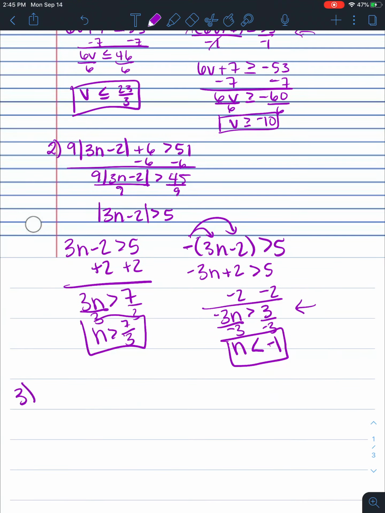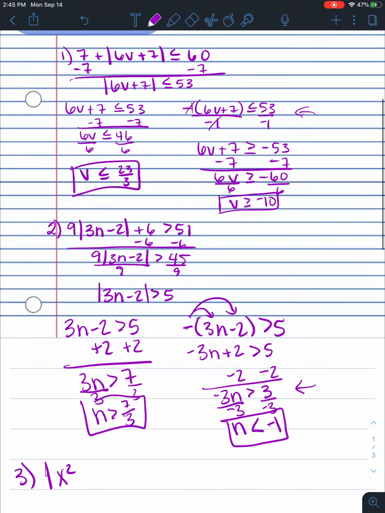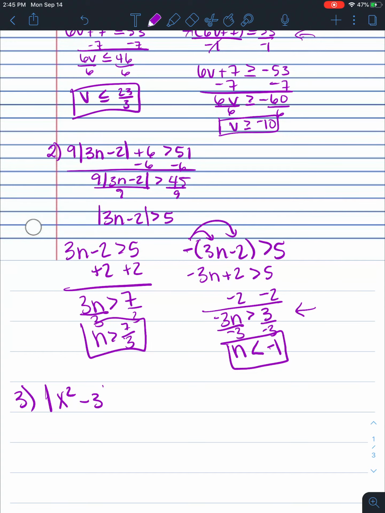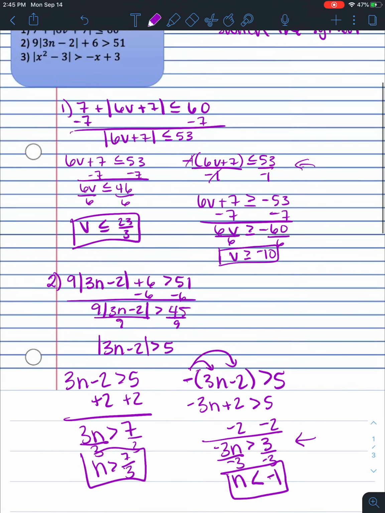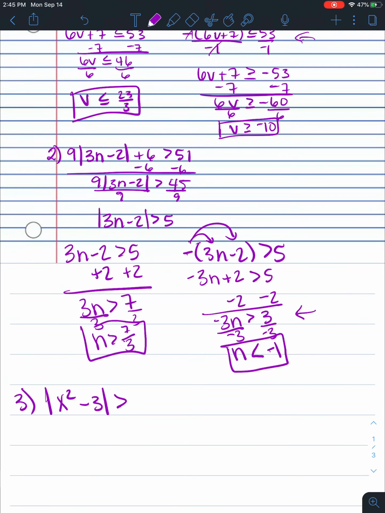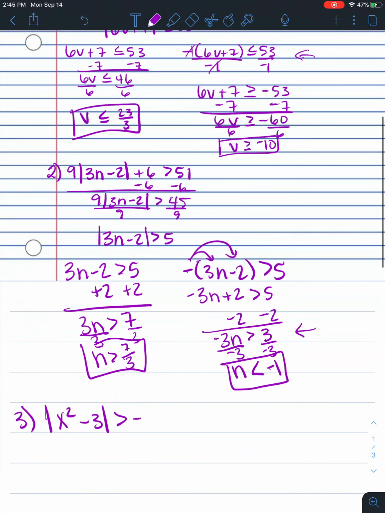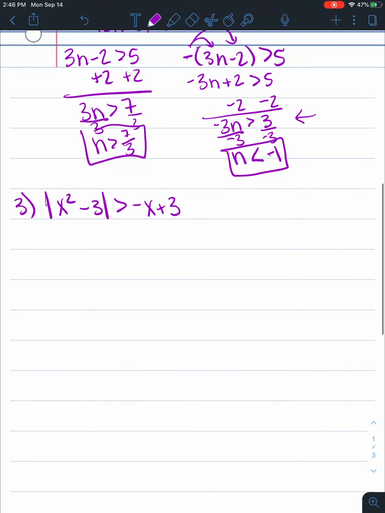Okay, number 3. Number 3 is a different kind of problem. You looked at some problems yesterday that had some quadratics in them, and somebody asked if we could work some examples like that today. So I wanted to go ahead and throw one in while we're solving inequalities, because you have some more on your assignment as well.